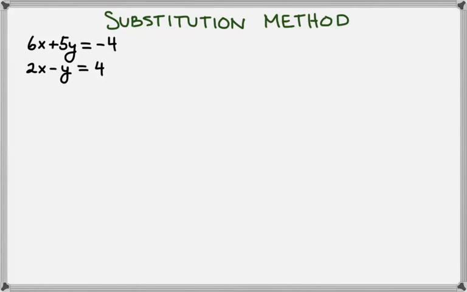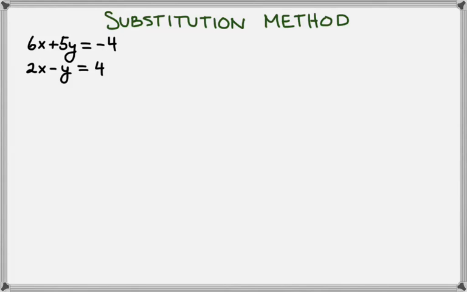In this lesson, we'll be looking at how to solve systems of two linear equations with two unknowns using the substitution method. Now, a system of linear equations is just a set of more than one equation, so in this case we have two equations, and when we say two unknowns, we just mean that both of those equations have two variables. So in this case, our two variables are x and y.